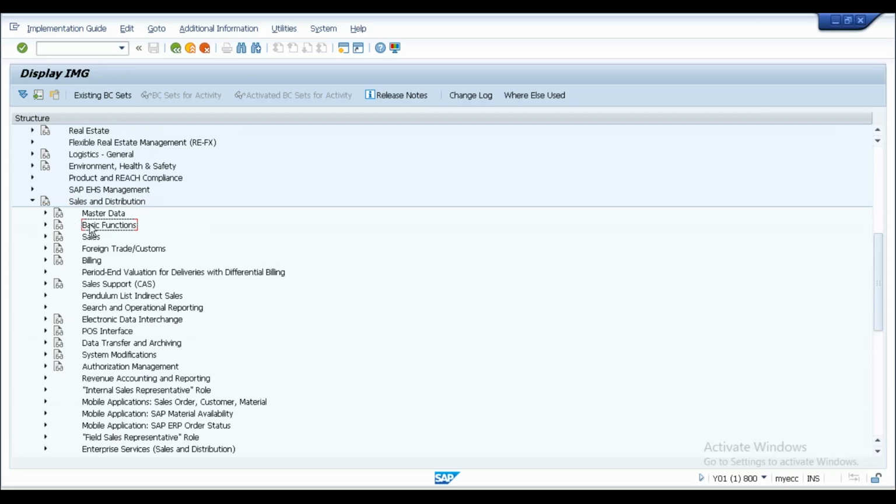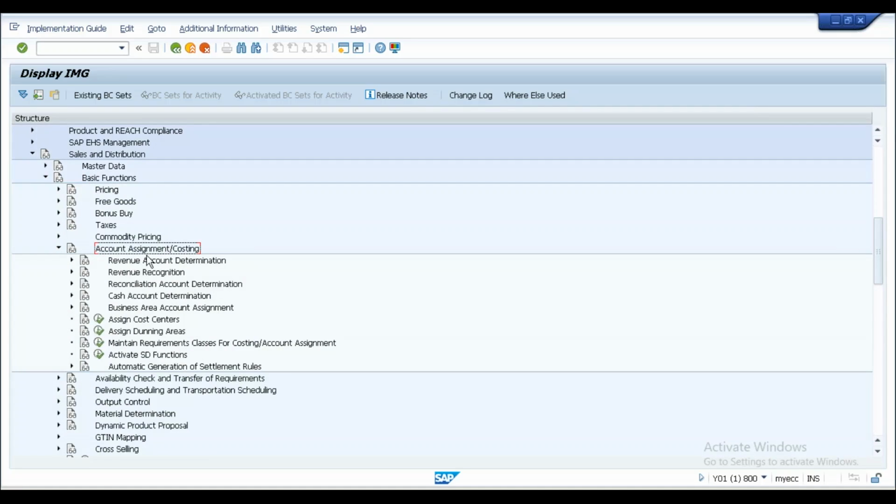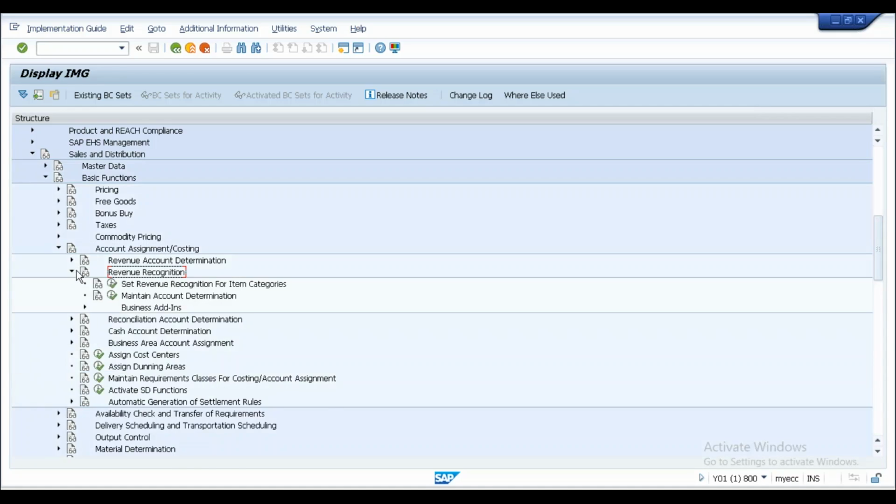Within sales and distribution, you need to go to basic functions, and then account assignments and costing. This is the place where you will find account assignment costing. Within this, there is a folder for revenue recognition. This is the only configuration that you need to maintain from the revenue recognition perspective.